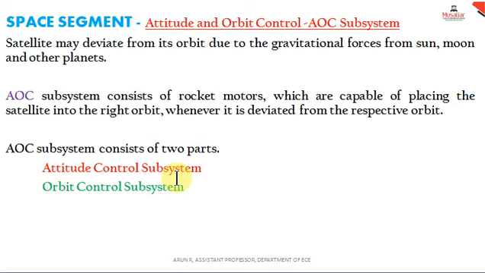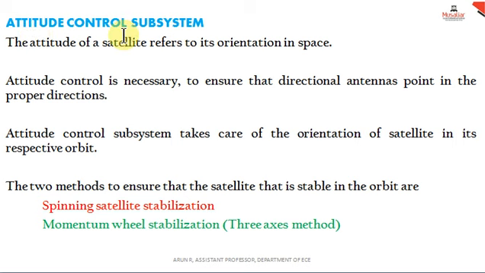Coming to the attitude control subsystem, attitude means what? It refers to the orientation of the satellite in space, that is the position of the satellite in space or orbit. It is referred to as attitude. Attitude control is necessary to ensure the directional antennas point in the proper direction, because we have to keep the position of the satellite to ensure the beam of the signals from or to the antennas. So this attitude control subsystem takes care of the orientation of the satellite in its respective orbit. It controls the position or orientation of the satellite in a particular orbit.